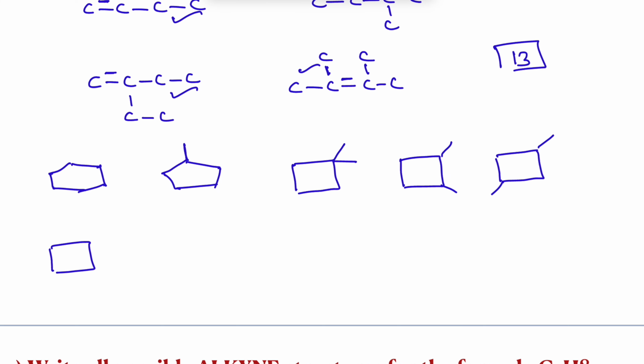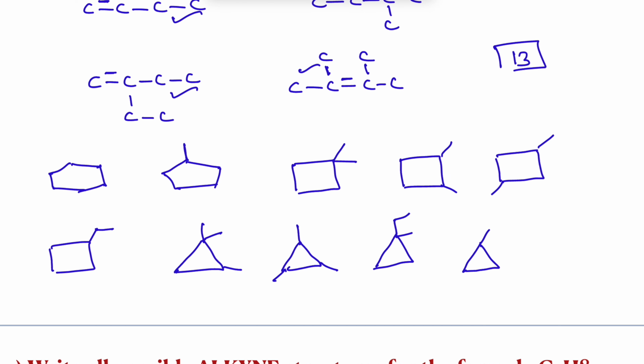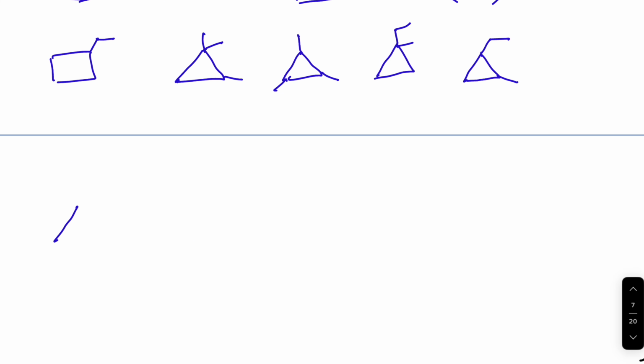We can also write an ethyl group like this. No other structures of a four membered ring. Three membered ring, we can write three methyl groups like this. Three methyl groups on different carbons we can write. We can write an ethyl group and methyl group. We can write an ethyl group and methyl group on adjacent carbons. We can also write an N-propyl group.